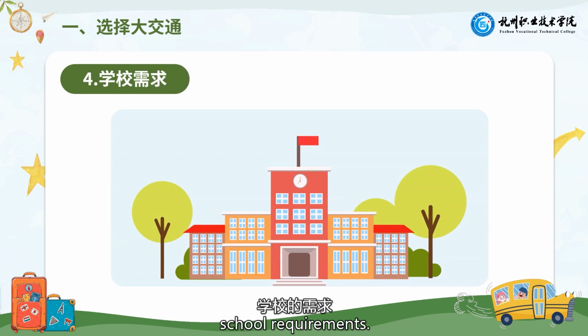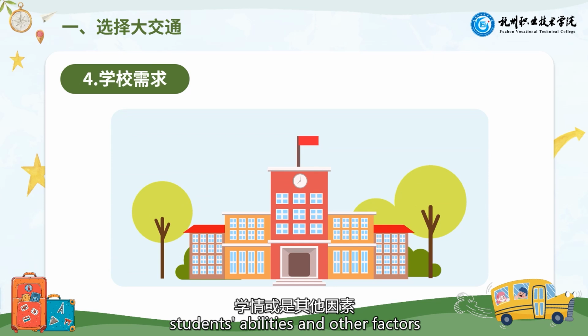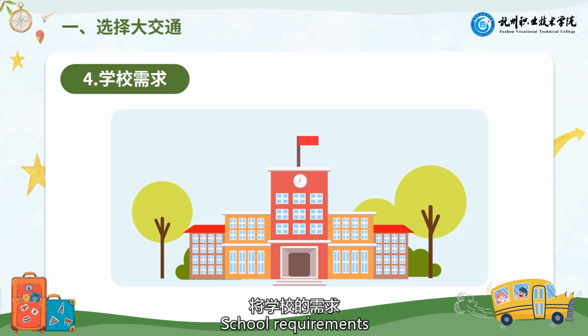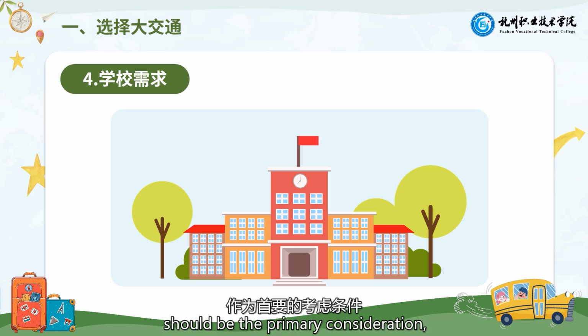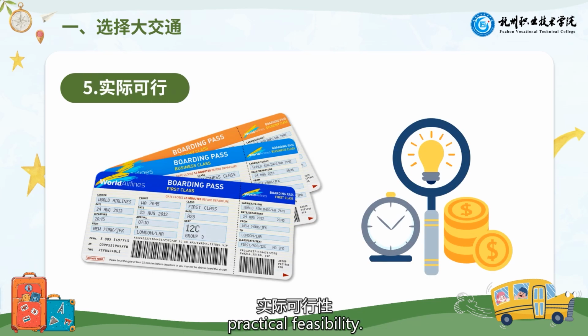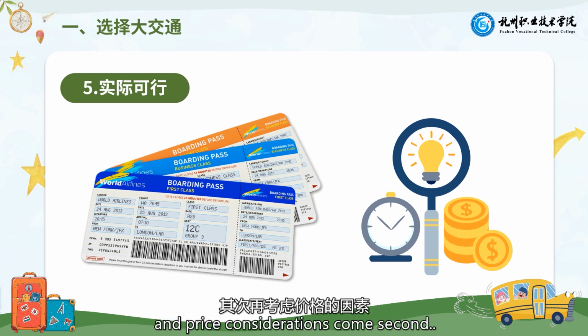Fourth, school requirements. Schools should consider students' abilities and other factors when making transportation requests. School requirements should be the primary consideration, with other factors considered secondarily. Fifth, practical feasibility. Considerations primarily include ticket availability, and price considerations come second.